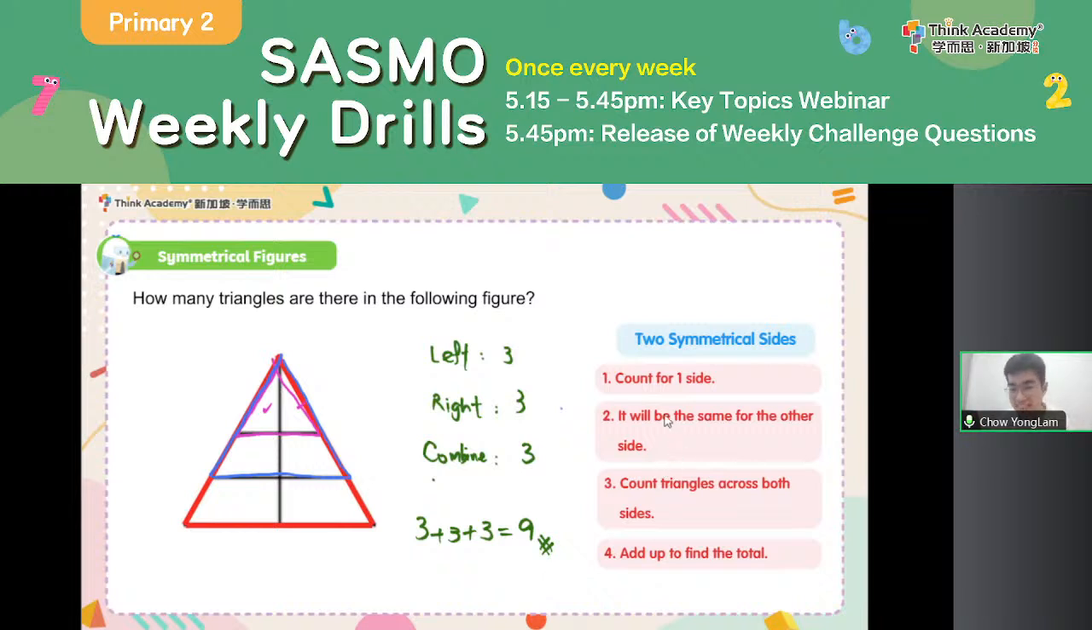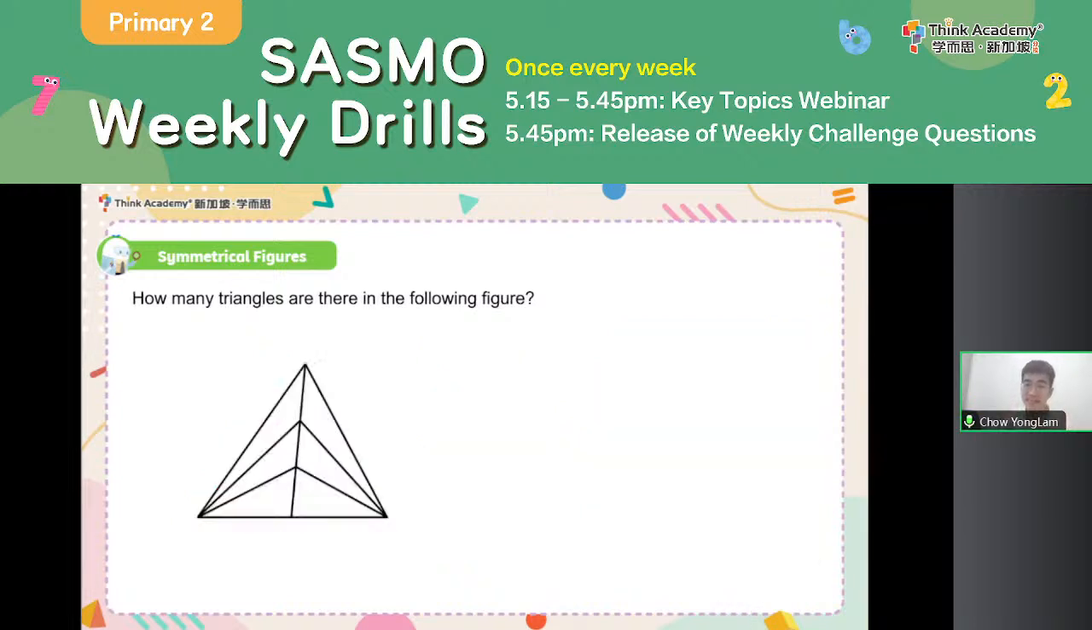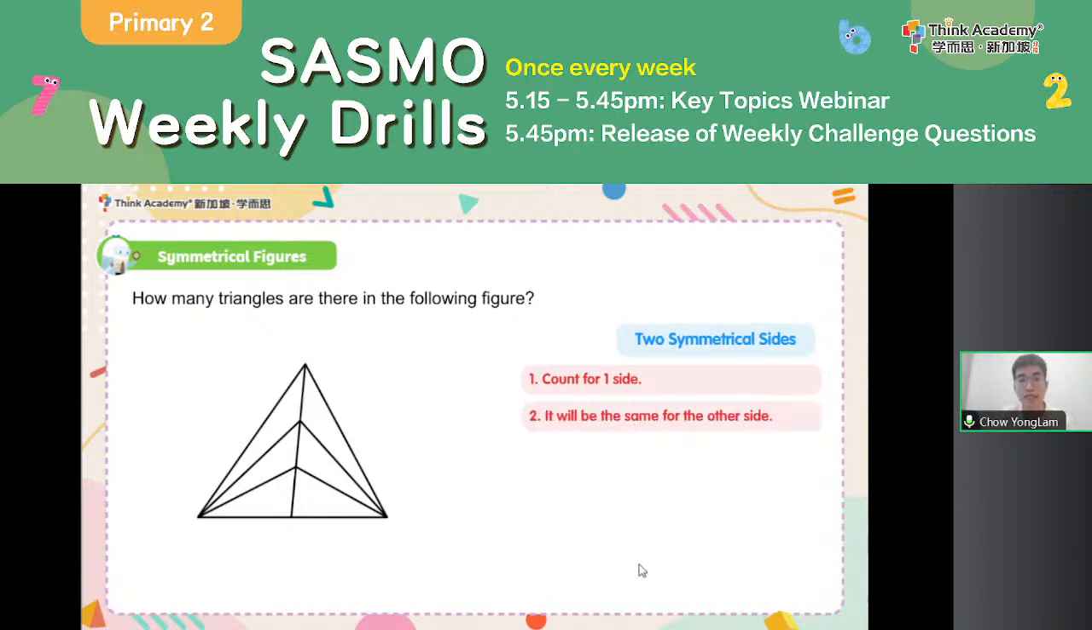Okay, I see that a lot of you are trying to answer along with me. So try a question by yourself as I talk through. You can do that if you're very confident. If you're a bit unsure, it's okay, just follow my steps. Looking at this question, you can see that the left and right are symmetrical. Symmetrical as in what's happening on the left is also happening on the right, the exact same situation. So we just need to count for one side because it will be the same for the other side. And don't forget to count the triangles across both sides before you add up to find the total.